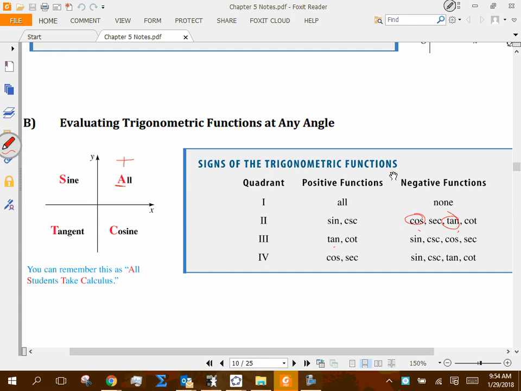So sine and cosecant are positive in the second quadrant. Tangent is the only one that's positive in the third quadrant, along with its reciprocal. And cosine is the one that is positive in the fourth quadrant. The phrase that people teach, going around from first to second to third to fourth, is all students take calculus.